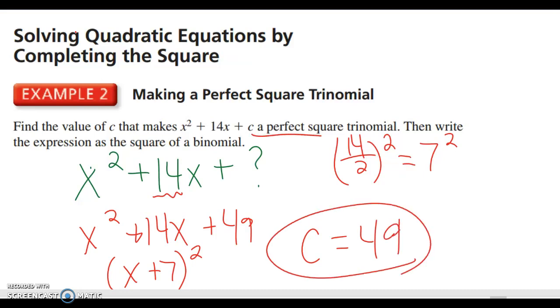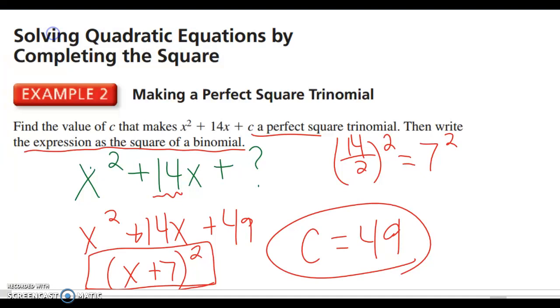So we found c for my perfect square trinomial, and then when you write it as the square of a binomial, that is this part here, x plus 7 all squared. So x plus 7 is a binomial, and we squared it. Just remember that saying this is the same thing as saying x plus 7 and x plus 7, but now we're writing it the fancier way.